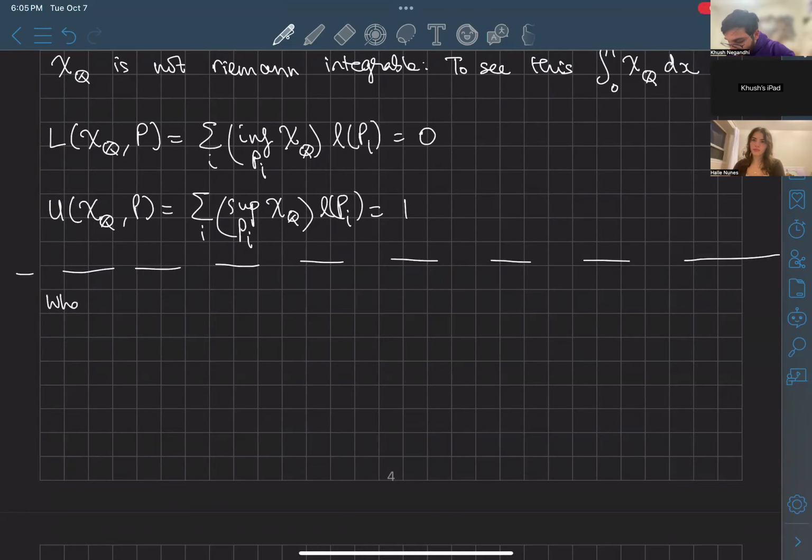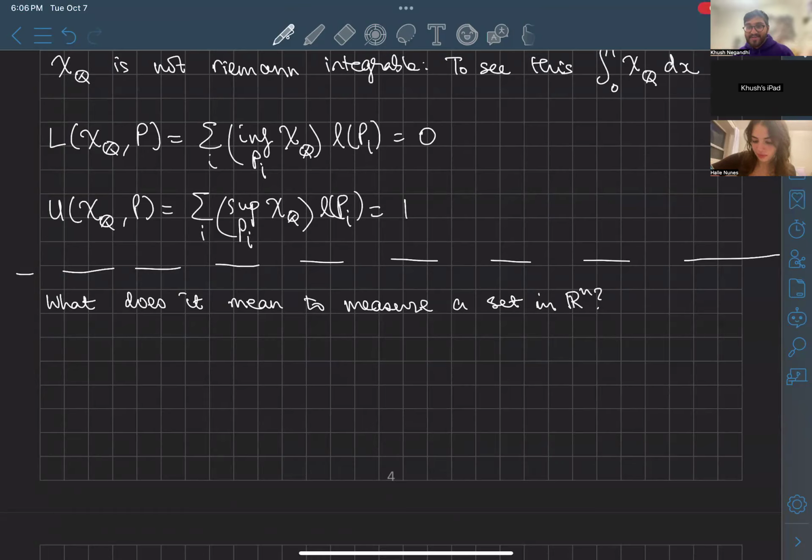So what does it mean to measure a set? Let's be even more specific in our question. In Rn, what does it mean to measure a set? Well, I know that the volume of a unit cube is one. We learned this in elementary school, right? We would love for the volume of a unit cube to be one. So that's one of the conditions we're going to put.